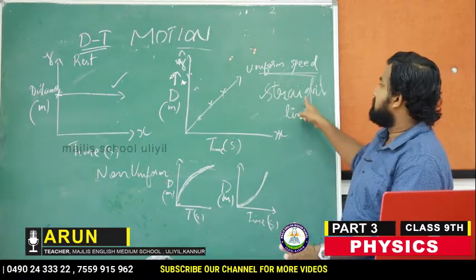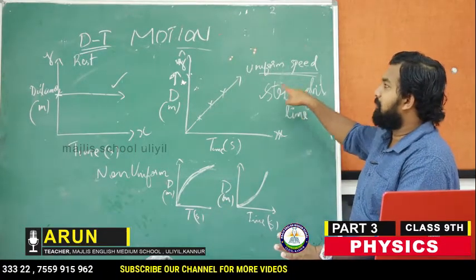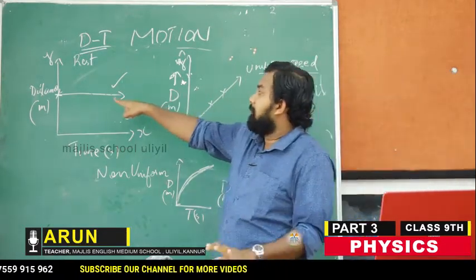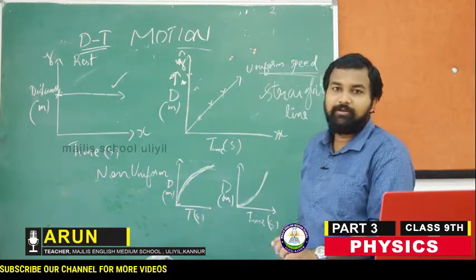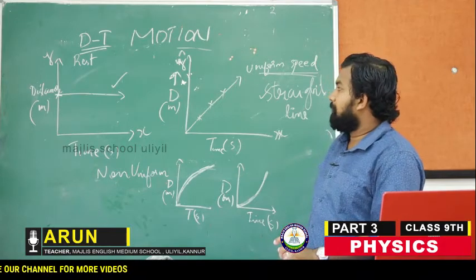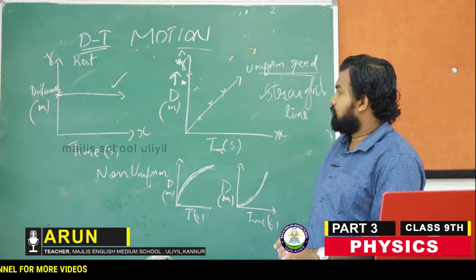This is the important thing: a straight line graph will be for uniform motion and the graph parallel to the x-axis will be for the body at rest. Clear?